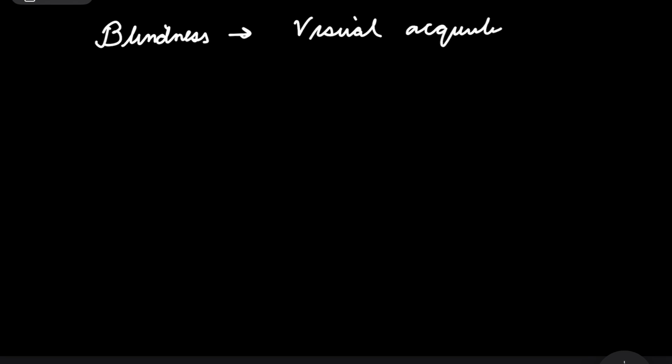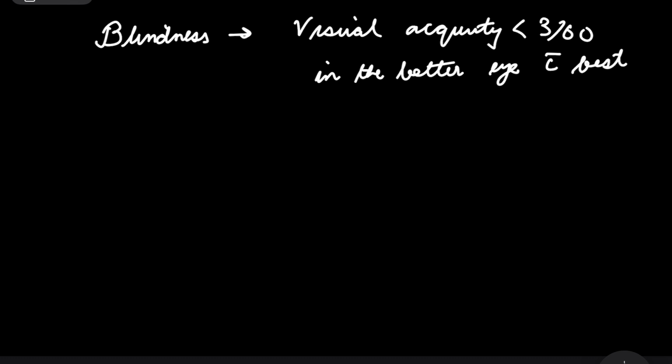So, according to the World Health Organization, blindness is defined as visual acuity lesser than 3/60 in the better eye. Let me first complete the definition and then I'll explain it. Visual acuity of less than 3/60 in the better eye with best possible correction. With best possible correction. This is the definition for visual impairment or blindness, actually.